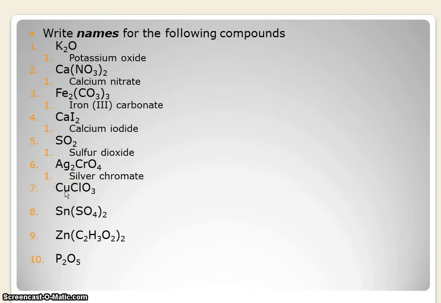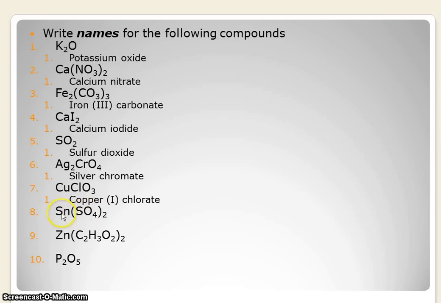Copper, transition metal, we know it does need a Roman numeral. ClO3 is chlorate. Chlorate is a polyatomic ion. Look it up, it's a -1 charge. We notice it only took 1 copper to go with 1 chlorate. Chlorate is a polyatomic ion, a group of atoms that has a charge. So this would be called copper(I) chlorate. And once again, I know it's copper(I) because it only took 1 copper to go with 1 chlorate. And chlorate we know is -1.